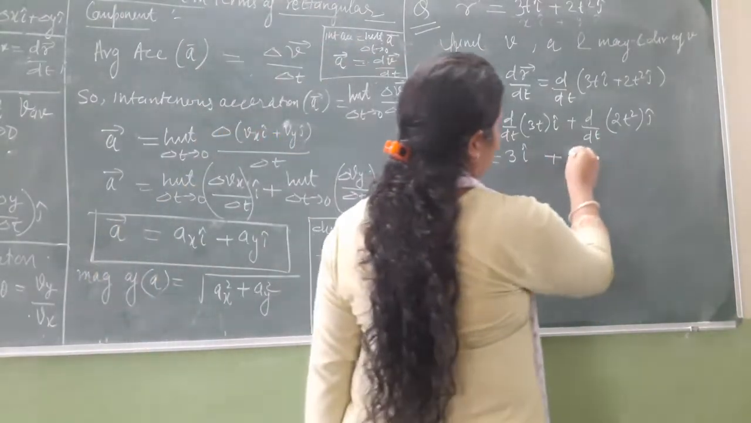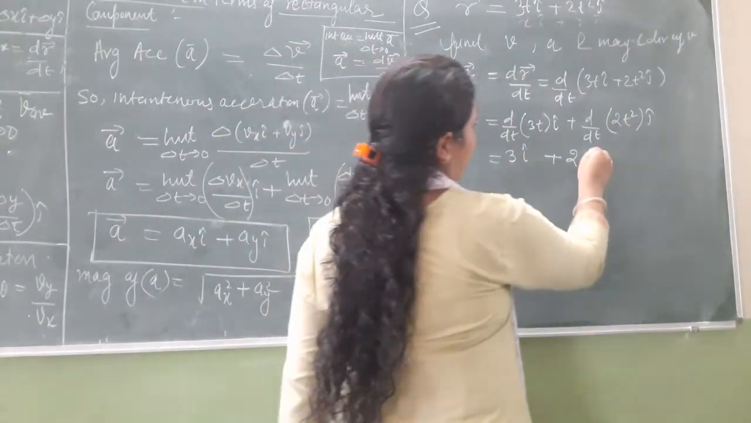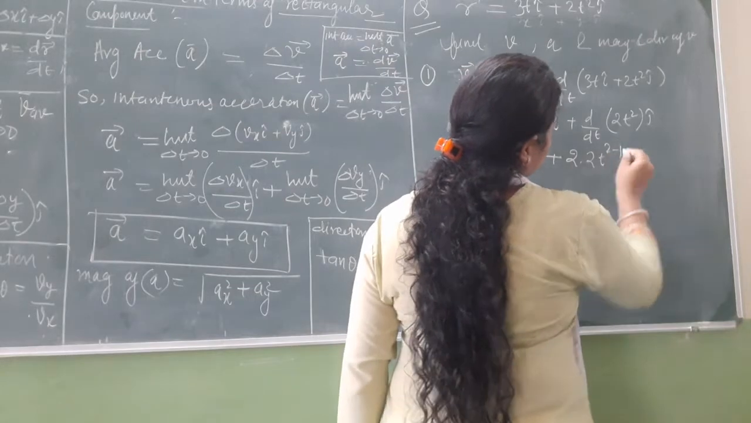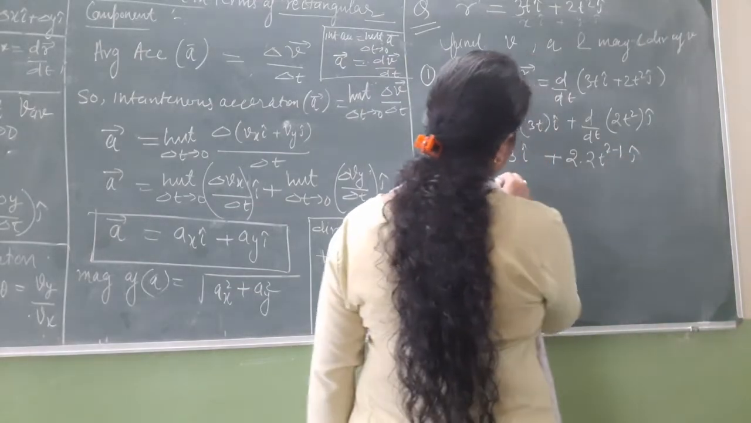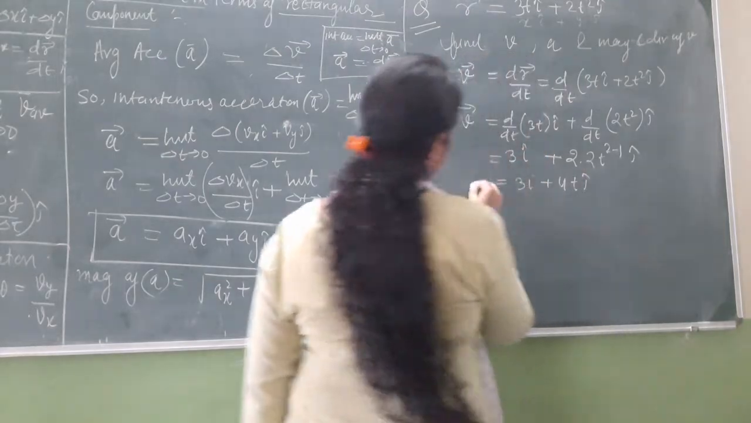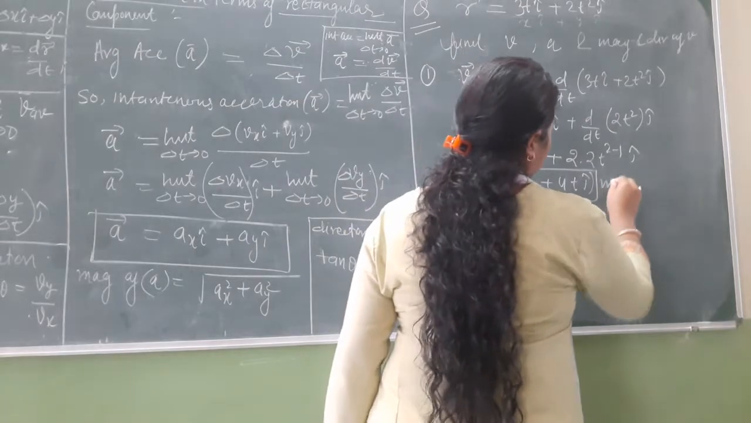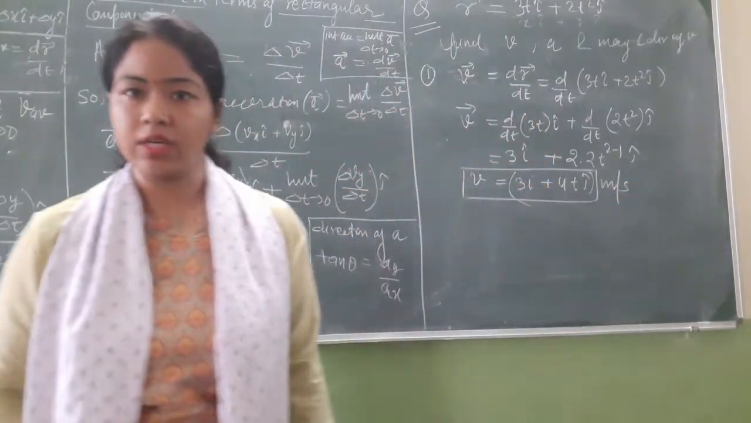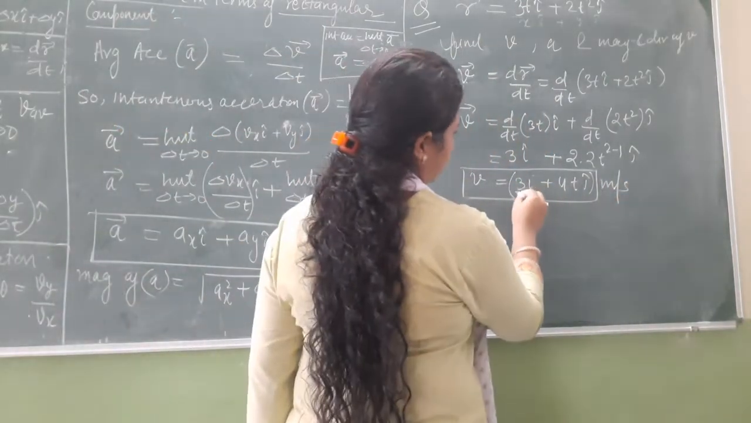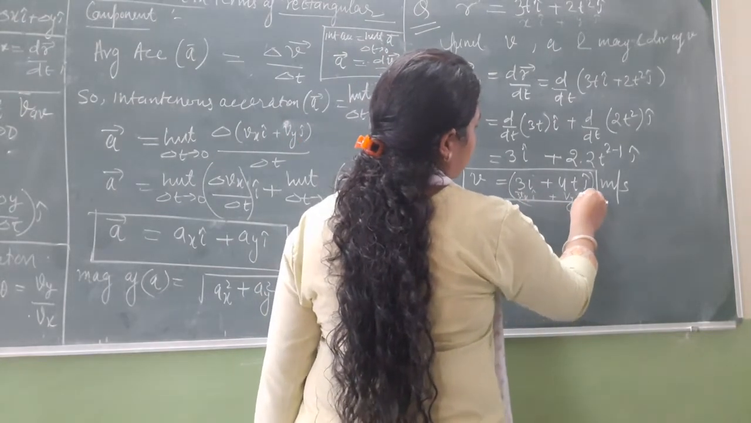So 2 will be constant. d over dt of t square: the power will be multiplied and 1 is subtracted from the power, that is, with j. So we will have 3i plus 4tj. This will be the value of the velocity in terms of rectangular components. This 3 is representing Vx with i, and this is representing Vy into j.